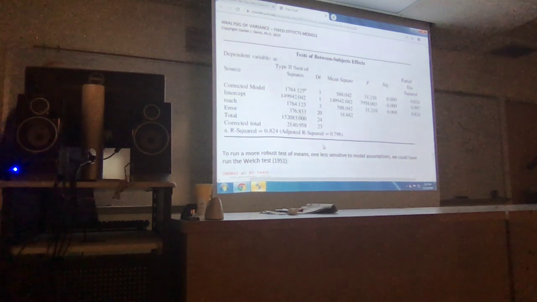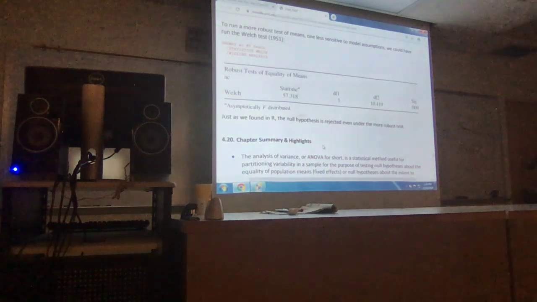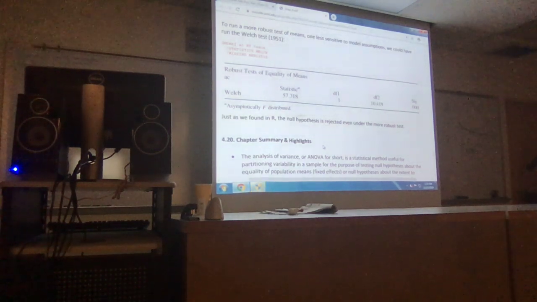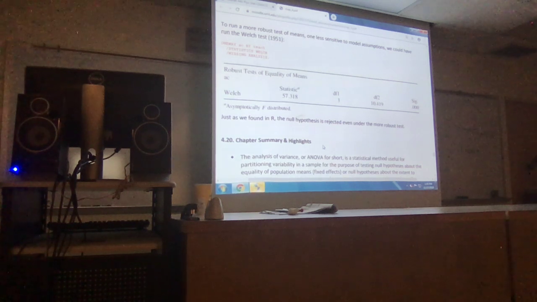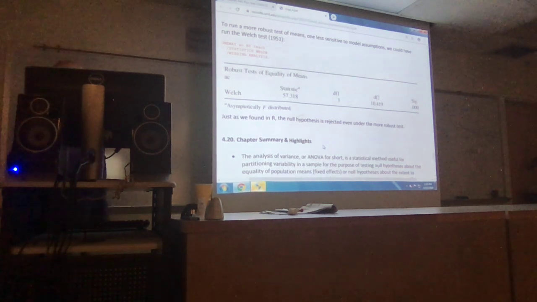Here's the robust test using Welch. There, correction, right? It's a correction, saying, you know what, if you can't assume equality of variances, we're gonna make it really a little bit harder, a little bit of an adjustment. Notice your degrees of freedom took a bit of a hit, and there you're gonna reject anyways.